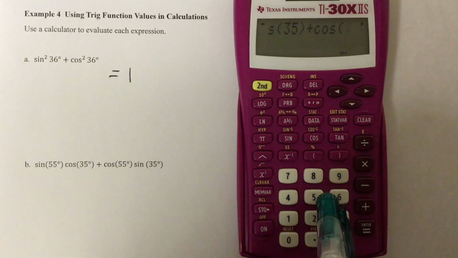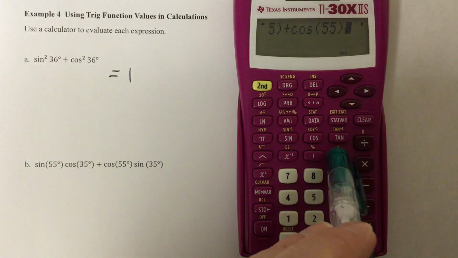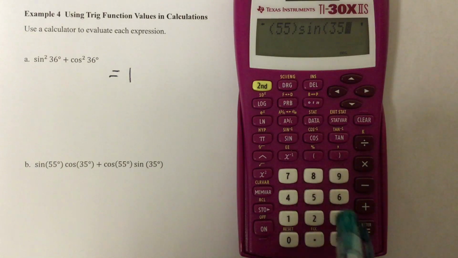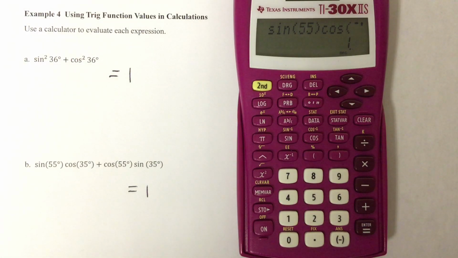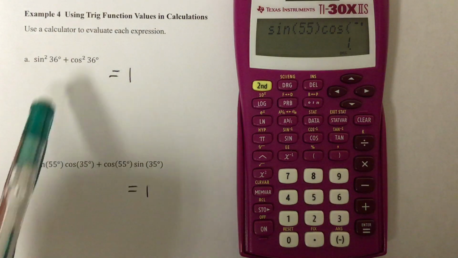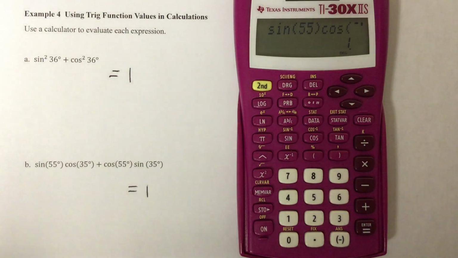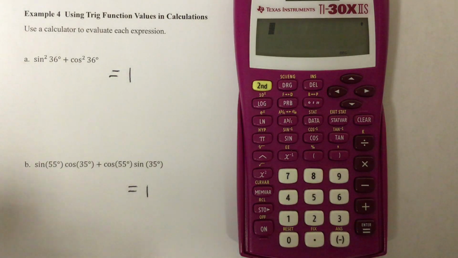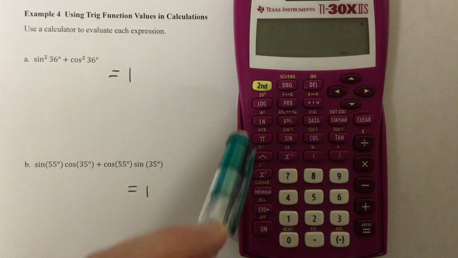and then 35, close those parentheses, and then plus cosine of 55, close the parentheses, times the sine of 35. And this is the end of the expression, so I don't have to close the parentheses. I can just press equal. And this expression also is equal to 1. Now, they're not all equal to 1. This one just happens to be. Both of these are actually applications of identities that we'll look at in more detail later in the course. But now let me show you what happens if we forget to close the parentheses just one time.